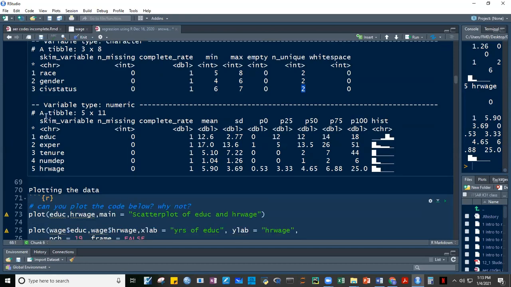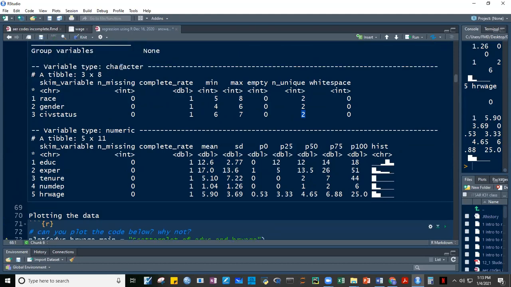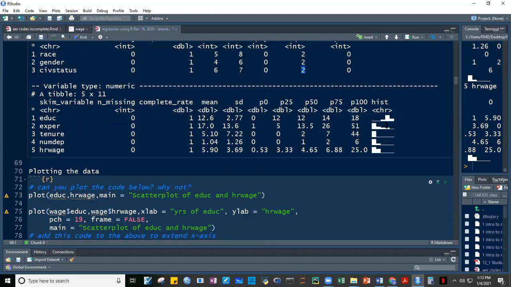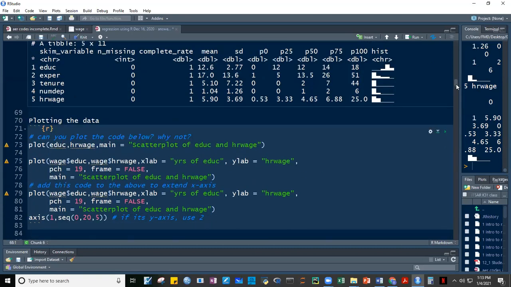Aside from that, the numeric ones. Scheme separated the character and numeric variables. And then you have here some measures: the mean, standard deviation, minimum value, maximum value, and then we have here a histogram, a small histogram of the data. So we can see that only education is somewhat normally distributed. The rest are not normally distributed. All right.